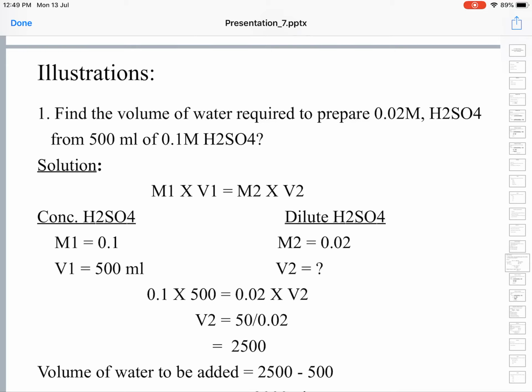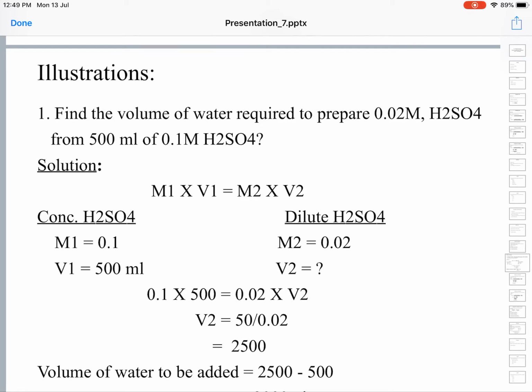500 into 0.1 becomes 50. 50 divided by 0.02. If we remove the decimals, that is 50 into 100 by 2, which is equal to 2500. This is the final volume actually. 2500 ml is the final volume of the second solution.